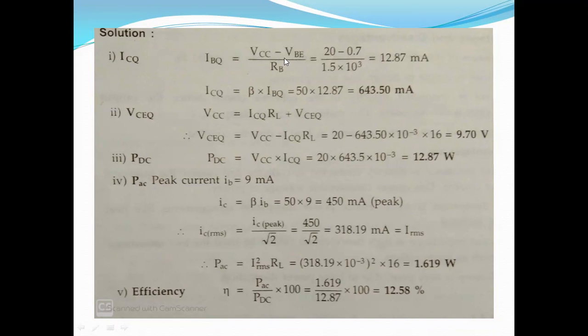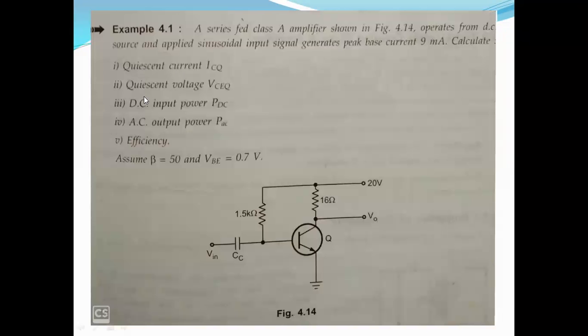Next, if you know the base current, what is the collector current? ICQ is equal to beta into IBQ. What is beta? Beta is 50 into IBQ, which is 12.87 milliamps. So that is 643.5 milliamps. This is IC.